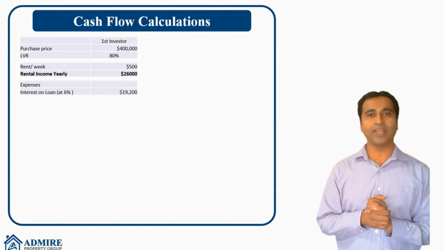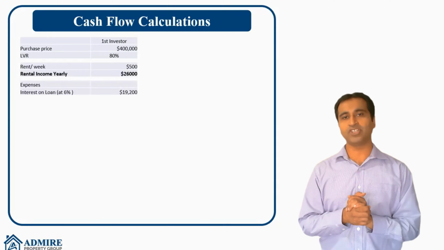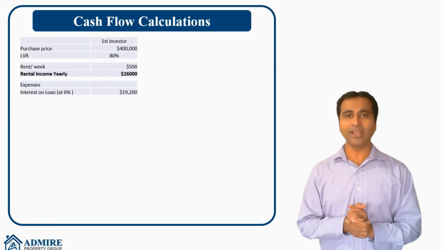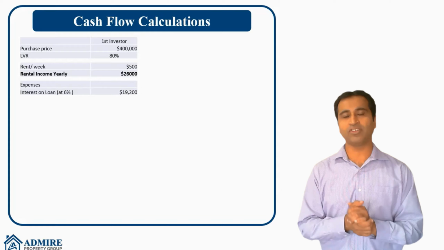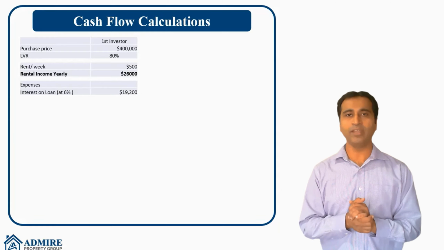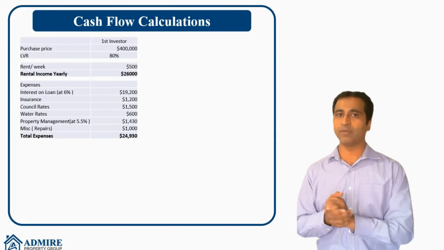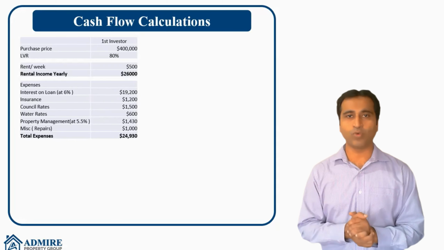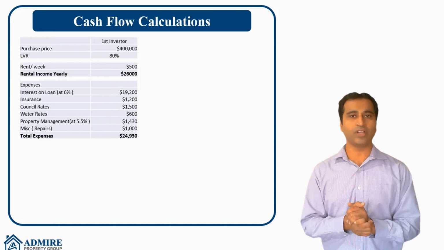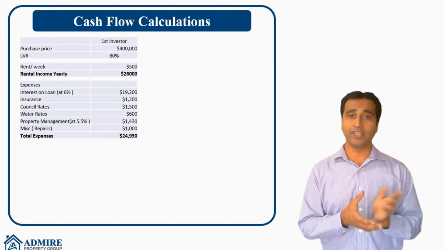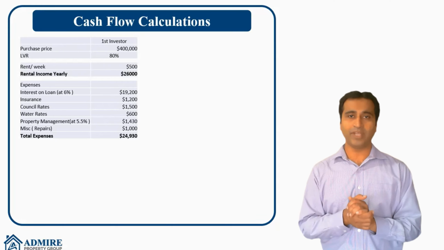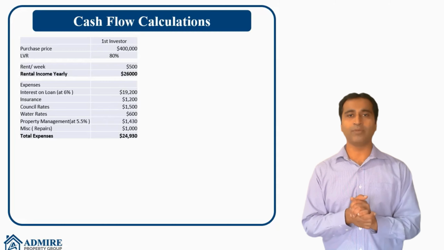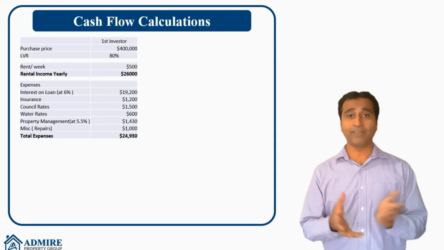So coming to the expenses, the biggest expense which an investor bears is interest expense. The money which he has borrowed from the bank, he pays interest on that. So 6% is the interest rate he's paying. The interest expense comes out to be 19K. And there are some other charges like water rates, council rates, repair charges, and property management. I've taken 5.5% management fees in this example. So the total expense for this property comes out to be around 25K.